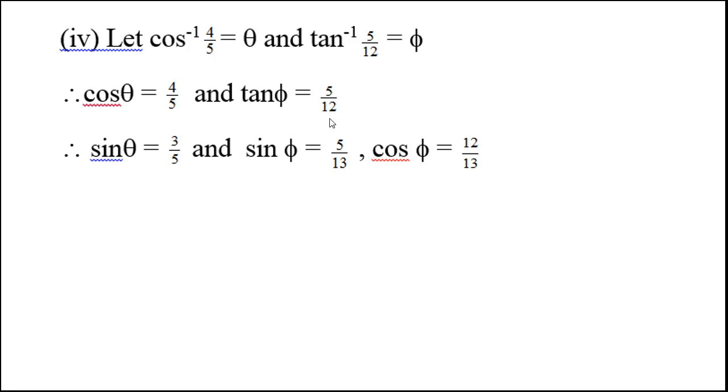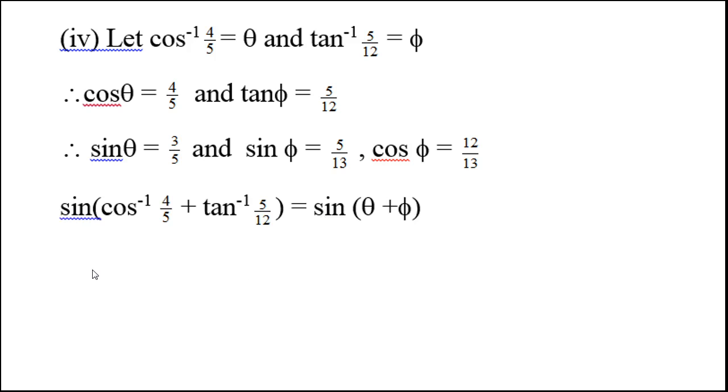Similarly, I have used here adjacent side 12, opposite side 5, so hypotenuse should be 13. So sin phi is equal to 5/13 and cos phi is equal to 12/13. Now I will move to the given expression. Given expression is sin of cos inverse 4/5 plus tan inverse 5/12. I am calling this theta and this phi. So this is sine of theta plus phi.